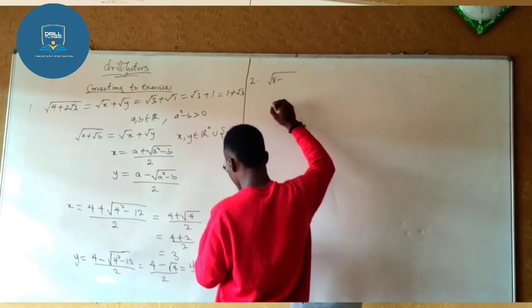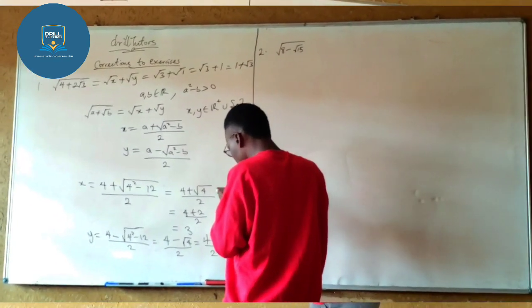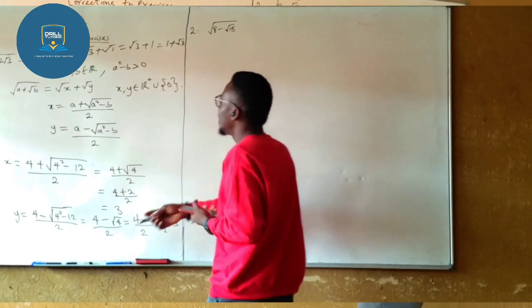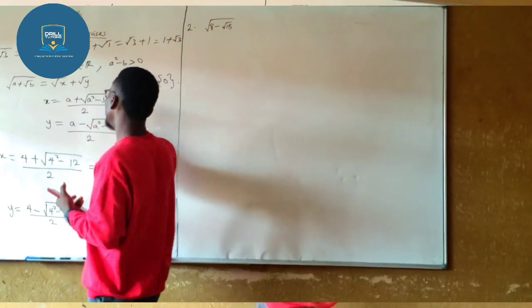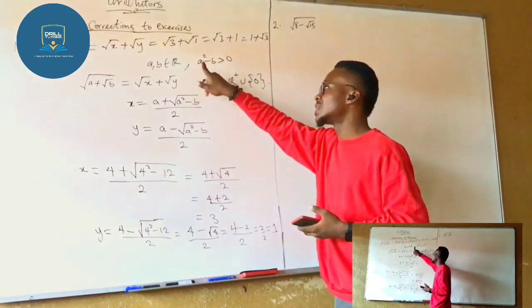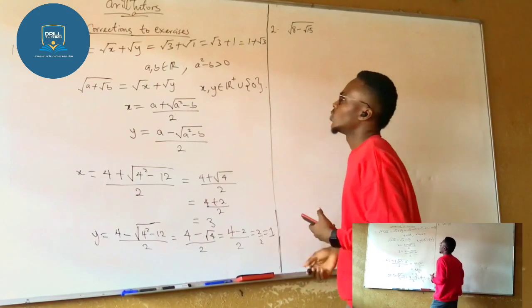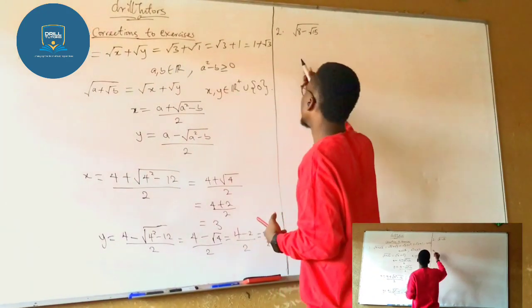The second question says, find the square root of 8 minus root 15. It satisfies the two conditions that a and b must be elements of real numbers, and a squared minus b should be greater than or equal to 0.